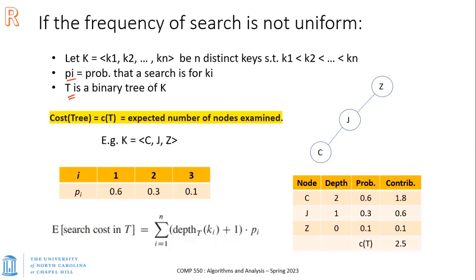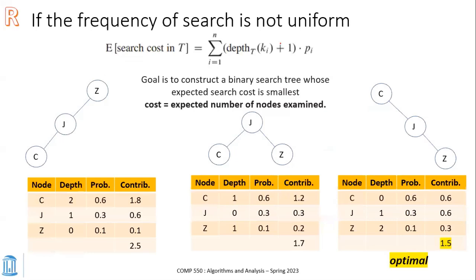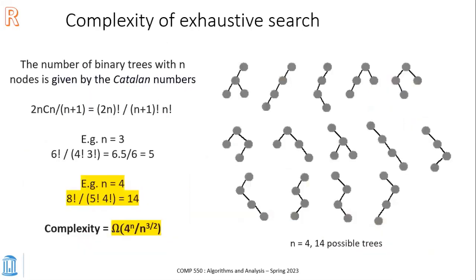We said the cost of a tree can be given by the following equation, which is basically summing up, over the keys, the probability of that search multiplied by the depth of that key plus 1. We looked at different examples, and we saw that the complexity of this was exponential. So clearly you perhaps need a dynamic programming solution.